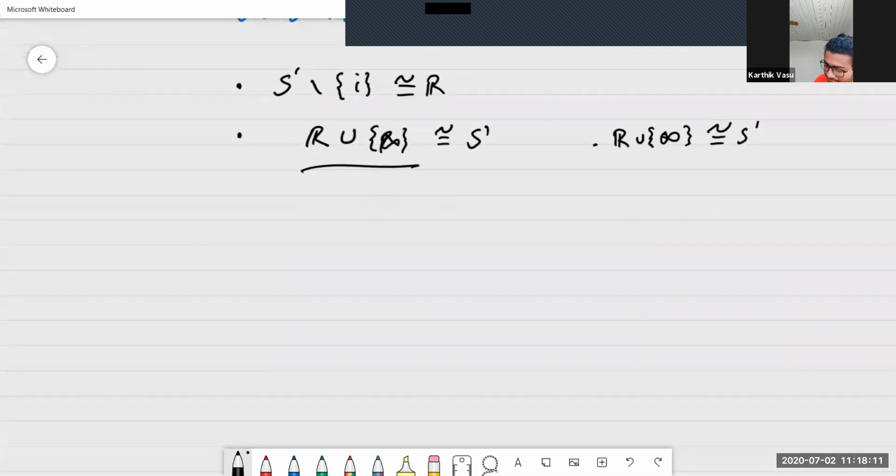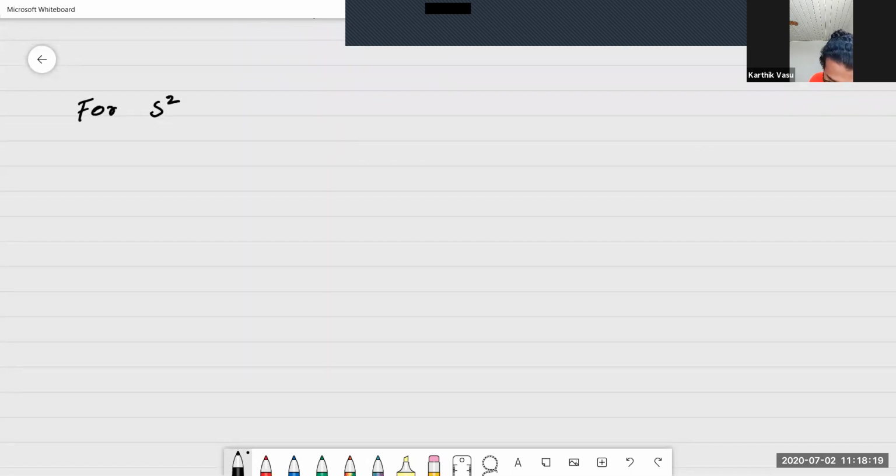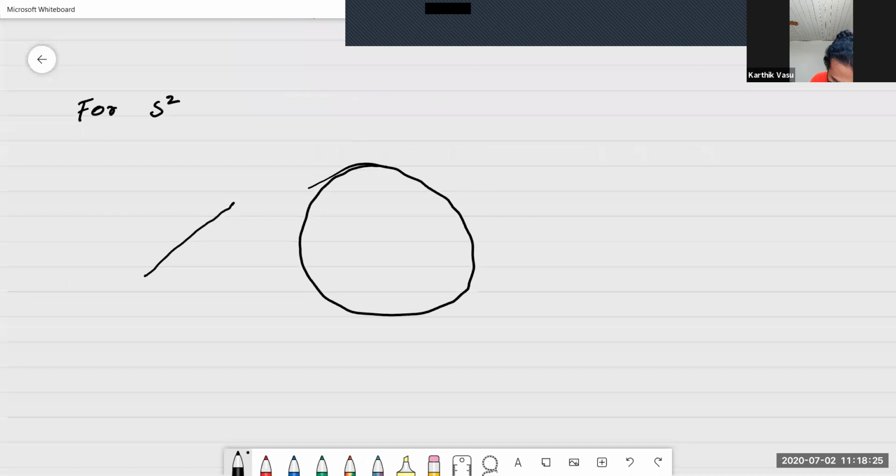Okay. So in a similar way, we can do this for S2, where you have a sphere, then you have the R2 plane.